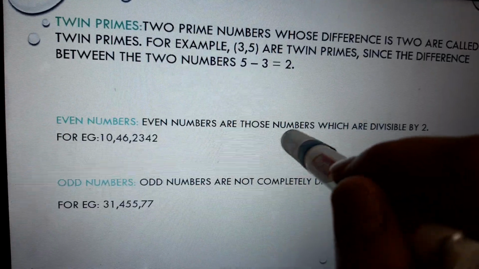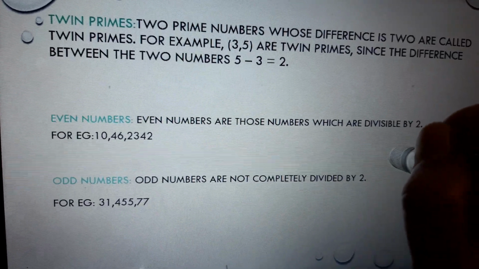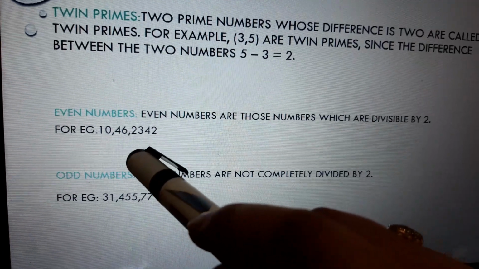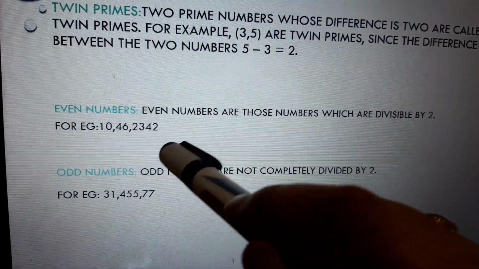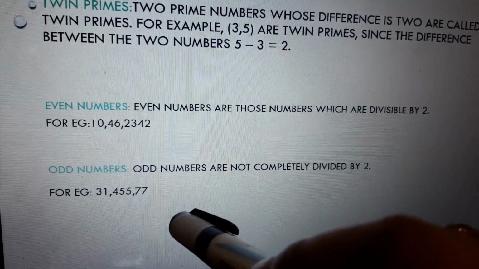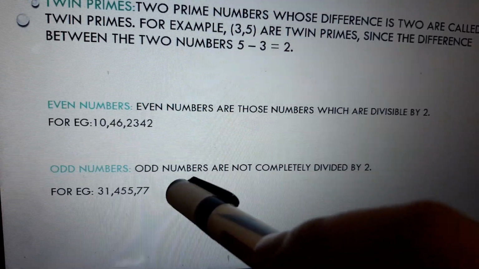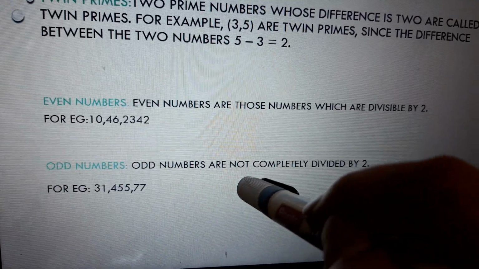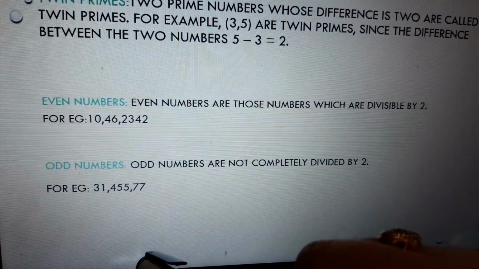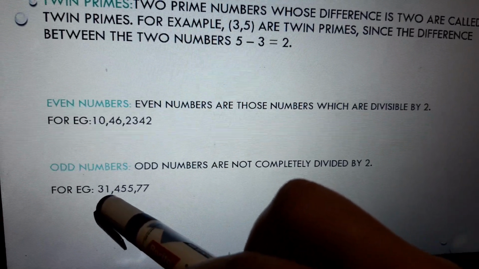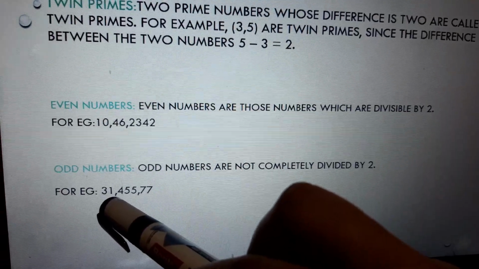Next is even numbers. Even numbers are those numbers which are divisible by 2. For example, 10, 46, 42. These all numbers are even numbers because they are divisible by 2. Or we can say 2 is a factor of these numbers. Odd numbers. Odd numbers are not completely divided by 2. For example, 31. 31 when divided by 2 leaves the remainder 1.